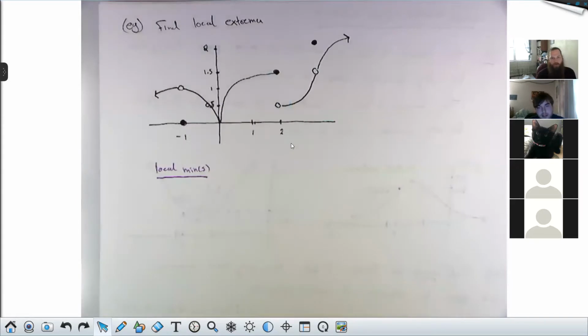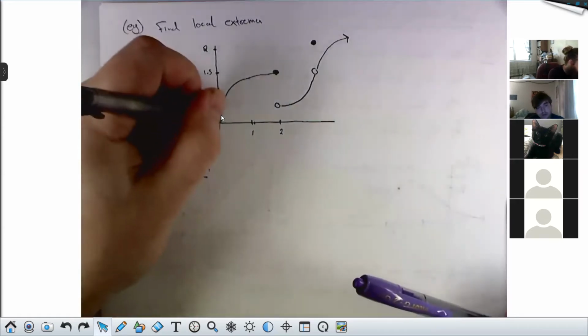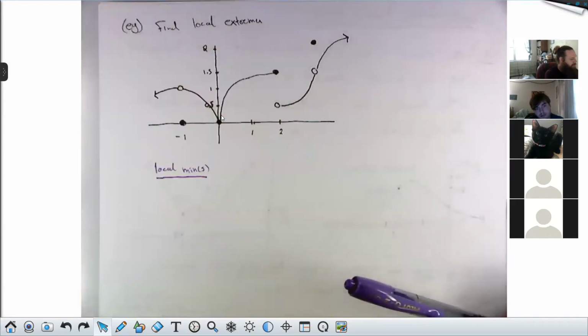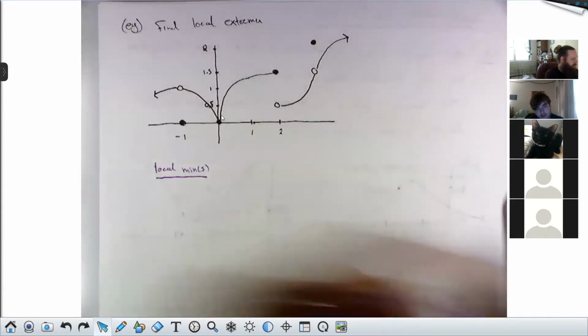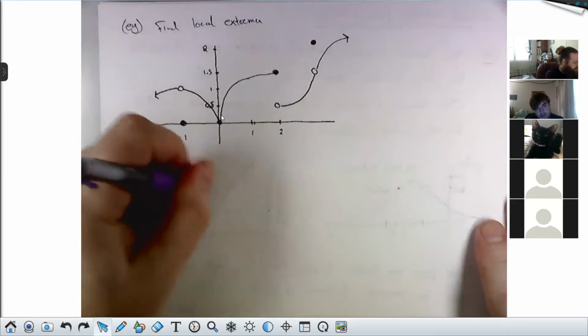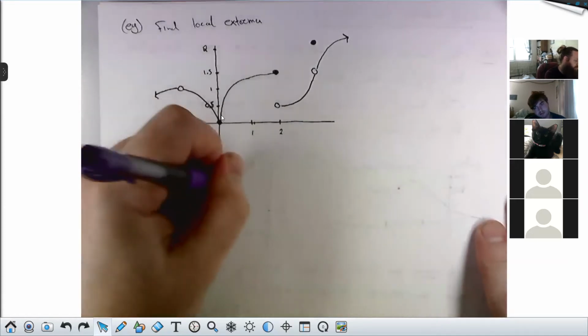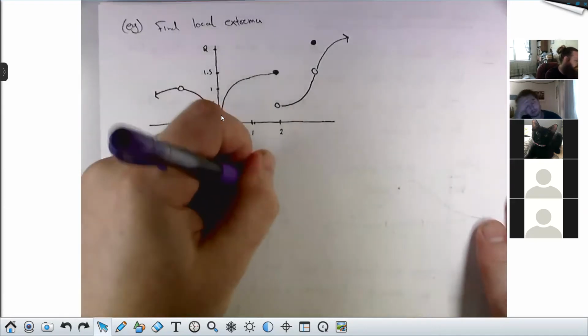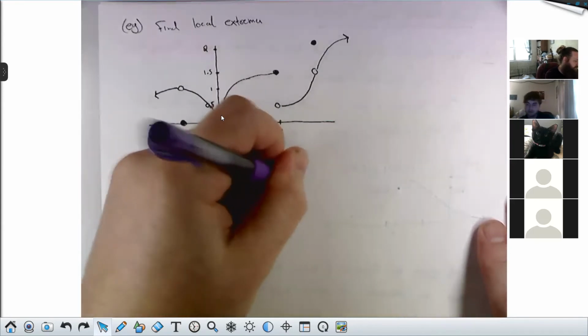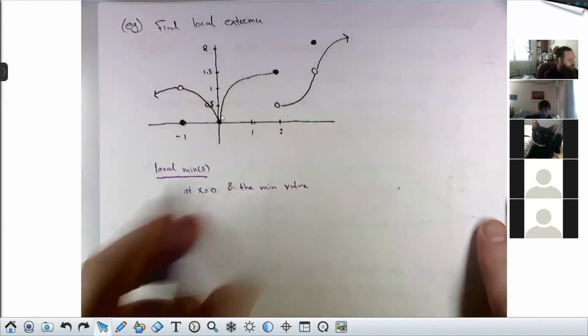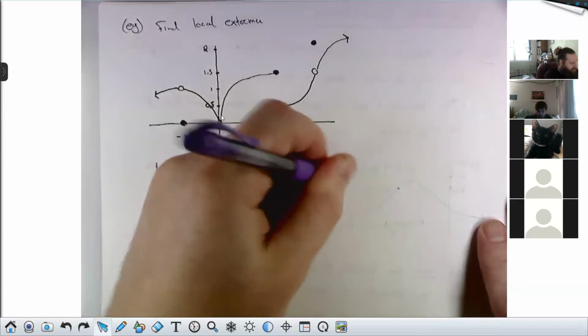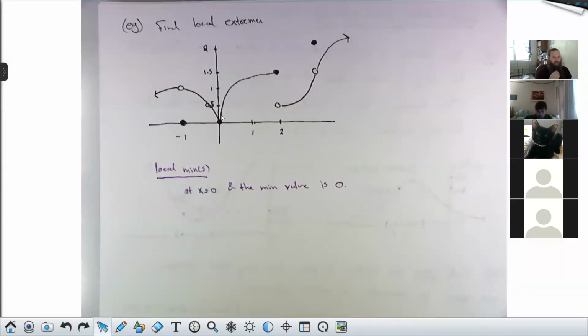I'd say 0, 0 would be a good spot. Yeah, this one's a little bit non-obvious, but the graph goes through 0, 0 right here. So there's a local min at x equals 0. And the min value, the y value there, is 0. Are there any other local mins here?